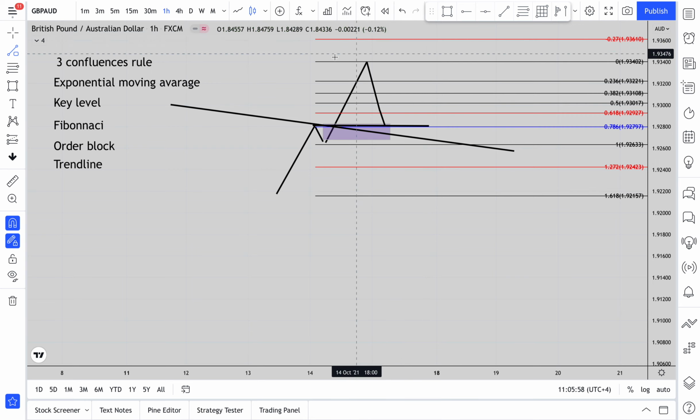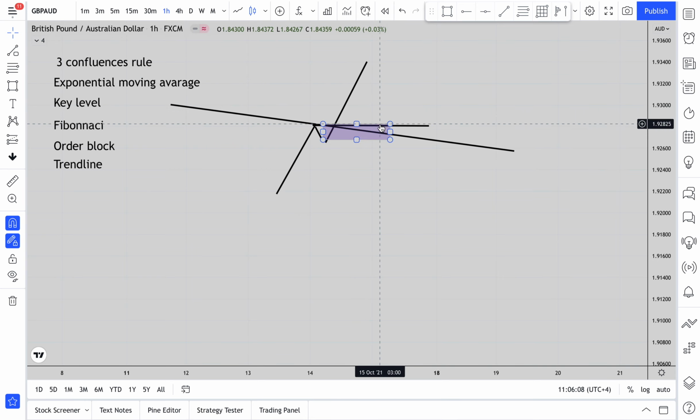So always remember, you must have three confluences. If you have two, just don't take the trade. There are plenty of opportunities in the week, so you'll find one that suits you. So pick the best trades you can find.